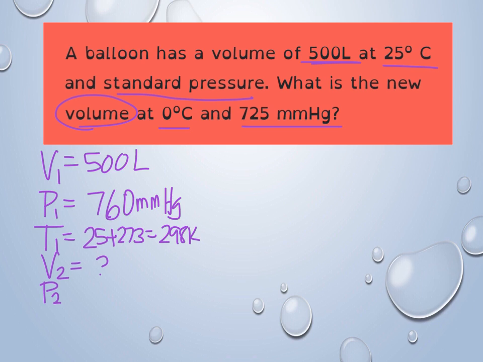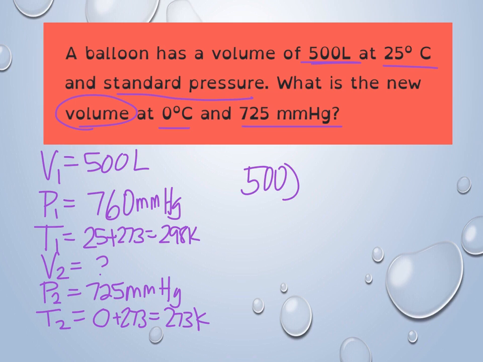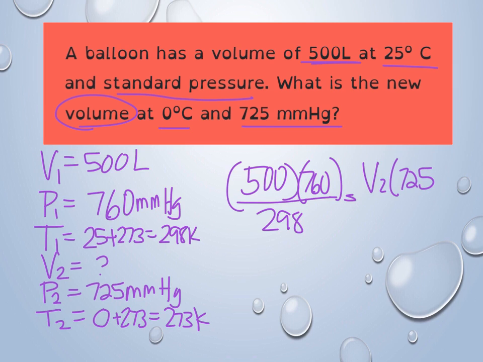I have P2, that is 725 millimeters of mercury. And I have a temperature of 0, so we have to add our 273 to that as well, and we get 273 Kelvin. Okay, so we're going to plug all this in. We have 500 times 760 all over 298 equals V2 times 725 over 273.